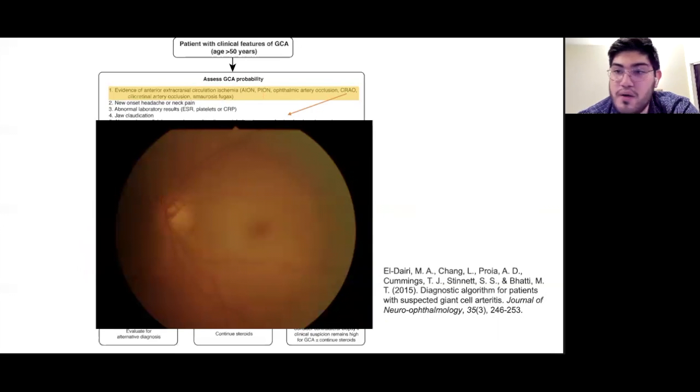Now, CRAO is also an ophthalmic emergency. We know that it's one of the true ophthalmic emergencies that requires immediate intervention. A classic finding here in this picture is a retinal whitening with a cherry red spot. This retinal whitening is caused by the opacification of the nerve fiber layer because there's edema there, because there's ischemia happening at that level.